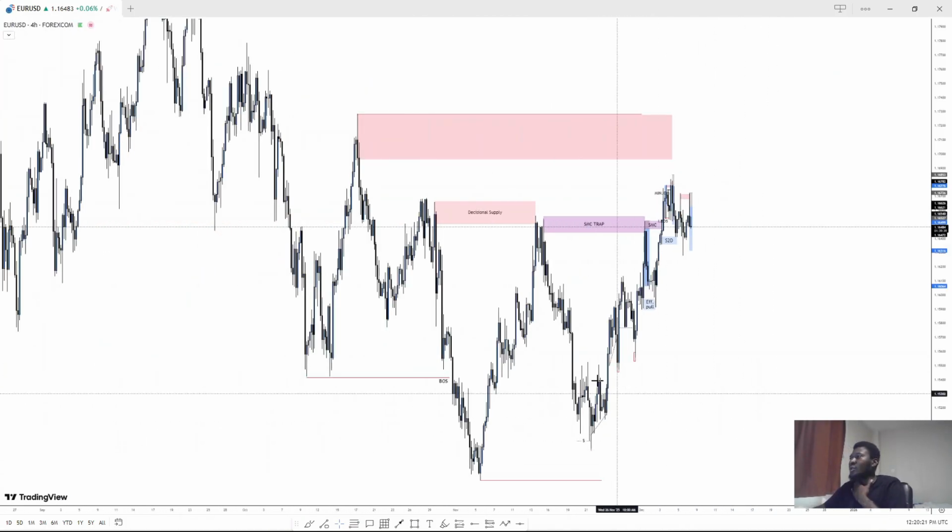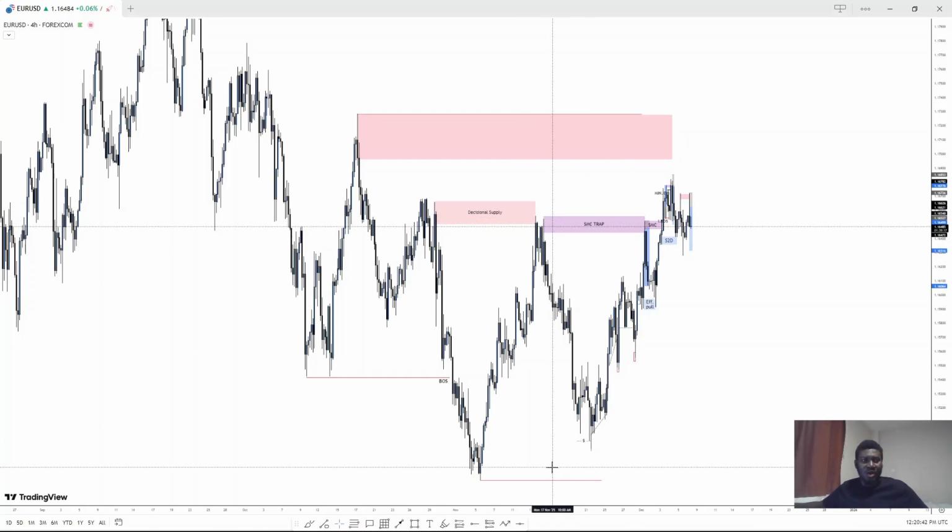Now, guys, let me use this as an example. So what did I do? I found my main push. I identified my decisional zone. The decisional zone came down and failed to create a low. So if price is coming again, then I know that it's no more a decisional zone. Because how can you be a decisional zone without forming a low?